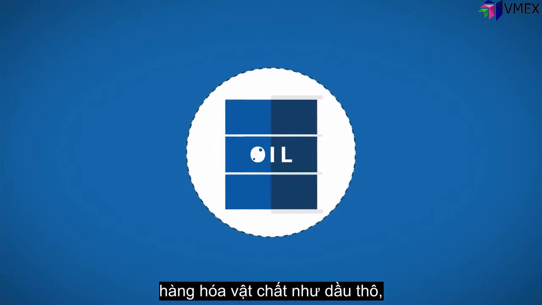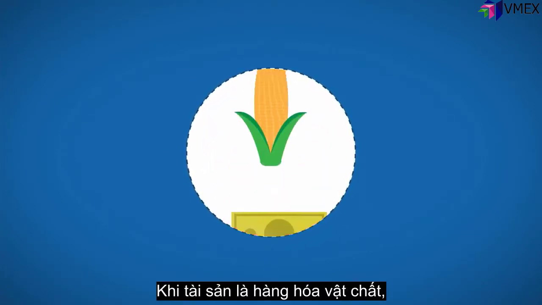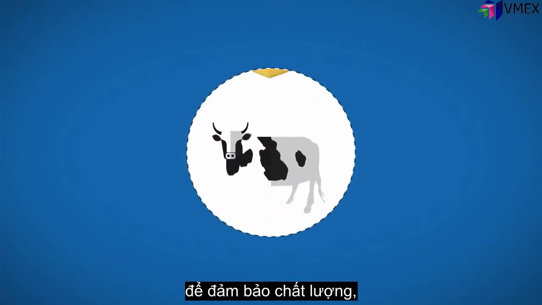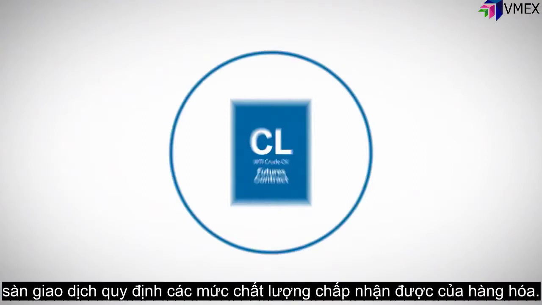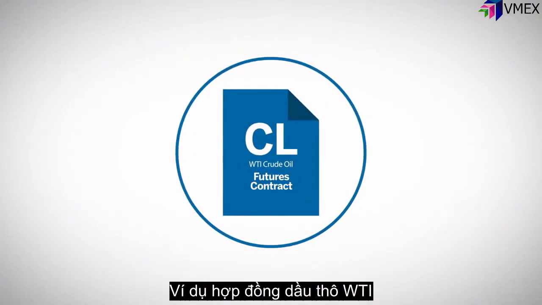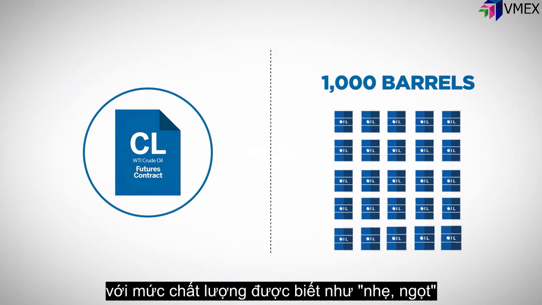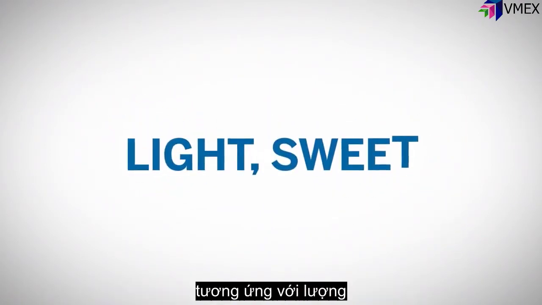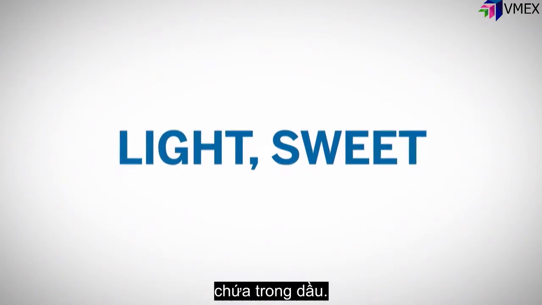This asset can be a physical commodity like crude oil or a financial product like a foreign currency. When the asset is a physical commodity, to ensure quality, the exchange stipulates the acceptable grades of the commodity. For example, CME Group's WTI crude oil contract is for 1,000 barrels of a grade of crude oil known as light sweet, which refers to the amount of hydrogen sulfide and carbon dioxide the crude oil contains.